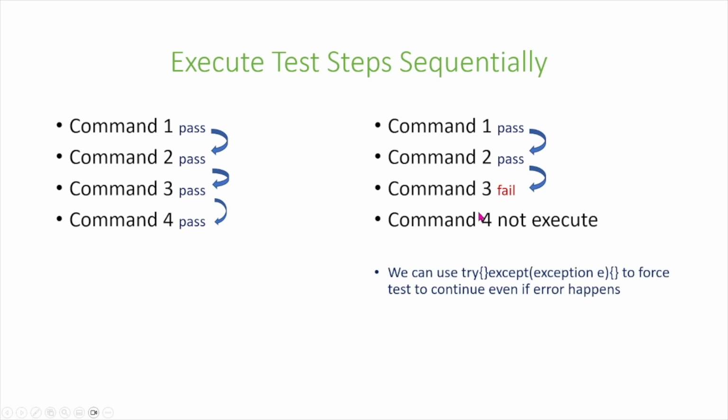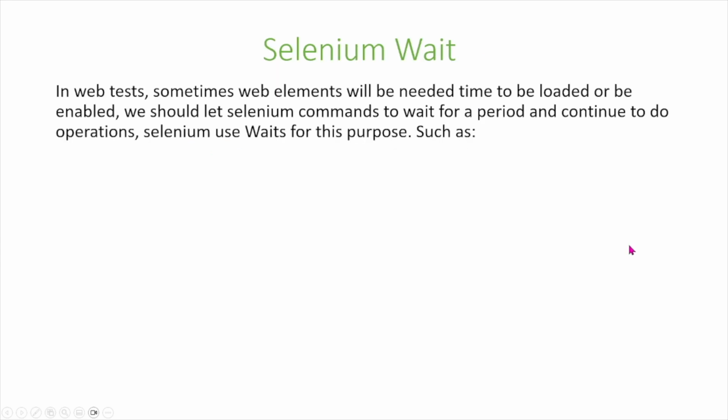And typically what we do is we use a try except statement in Python, so that whenever we get an exception during command 3, it catches it, but then it continues on to command 4 as well.